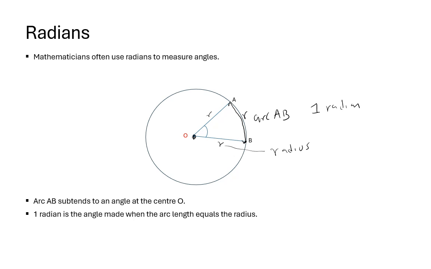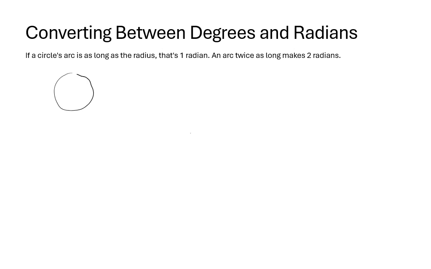So let's understand it better. As we said previously, if a circle's arc is as long as the radius, then that is one radian. And an arc twice as long makes it two radians. So for instance, I have a circle like this, and this is my R, the length from here to here is R, and I have the radius. So I can say this one is one radian, that is my angle. So this angle, maybe call it alpha, is one radian.